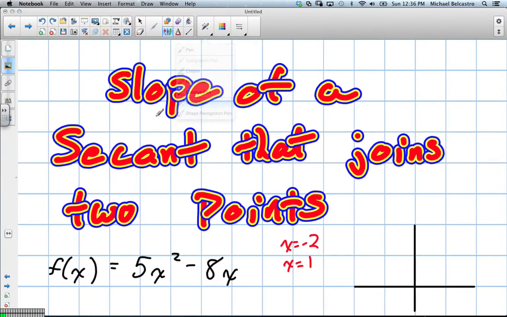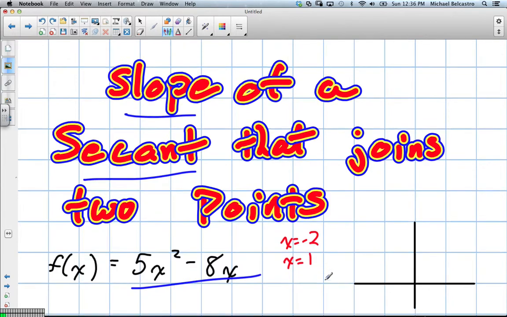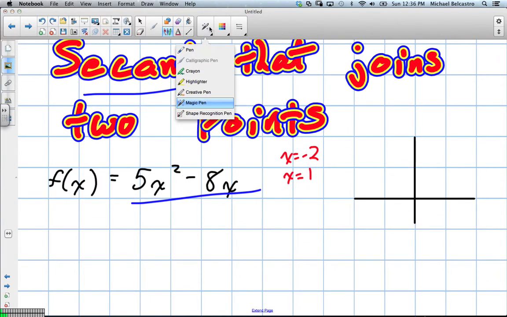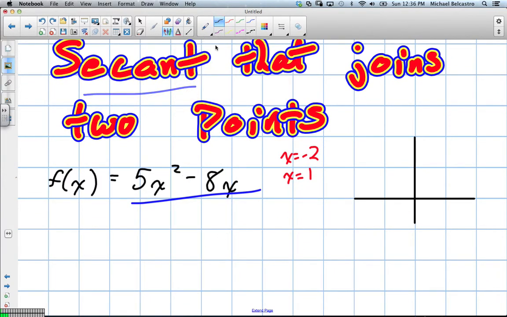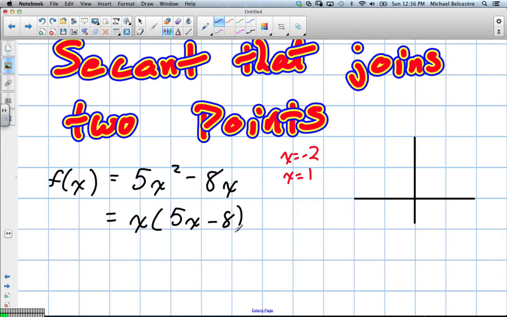Okay, so we're going to work on slope of a secant, and it's joining 2 points. This is a quadratic, and quickly looking at it, just to give you an idea, before we get into the secant part, I can factor this very quickly so I can get an idea of what the shape looks like on a graph. I can take the common factor of x out, so x would come out and I'd be left with 5x minus 8.